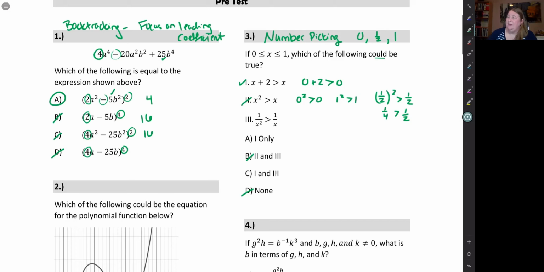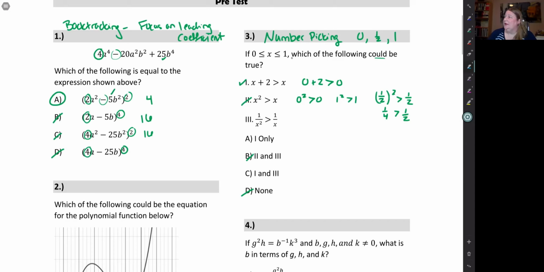Oh, now that I look at my options, I probably didn't even have to check that one, right? A and C, neither of the ones that are left mentioned option 2. I'm glad I showed you how to do it, but it was actually not something necessary to get to our final answer. But what about number 3 here? Let me change color so it jumps out a little bit more for us.